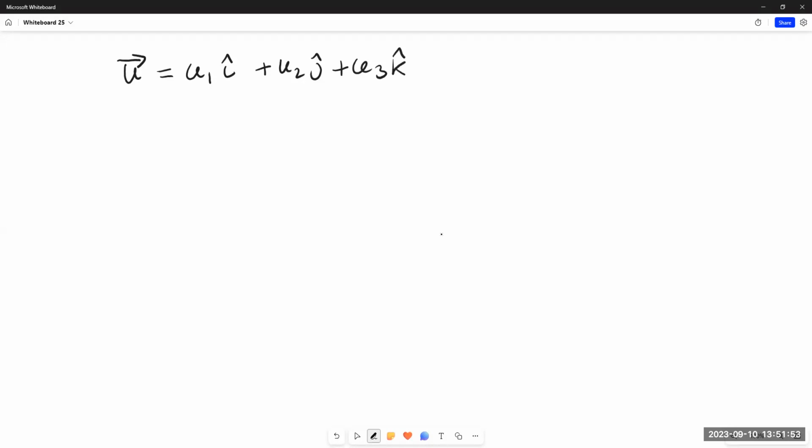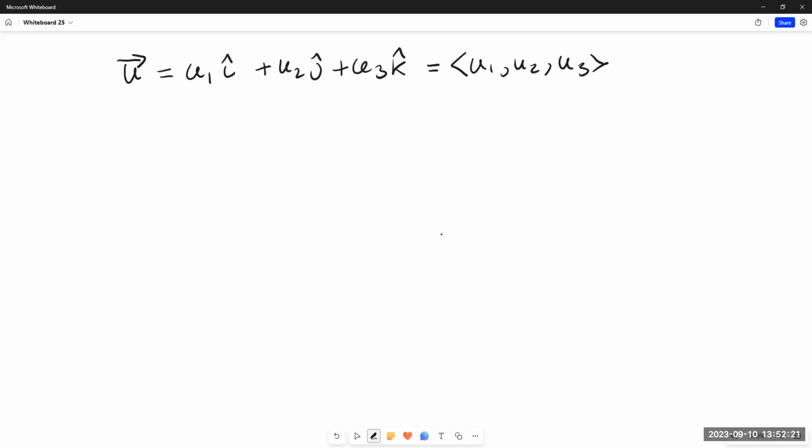i, j, and k are unit vectors, meaning that they have a length of 1, and they're in the direction of the positive x-axis, the positive y-axis, and if you have a three-dimensional vector, k is in the direction of the positive z-axis. We can write vector u in component form like so, and that's helpful to us sometimes.